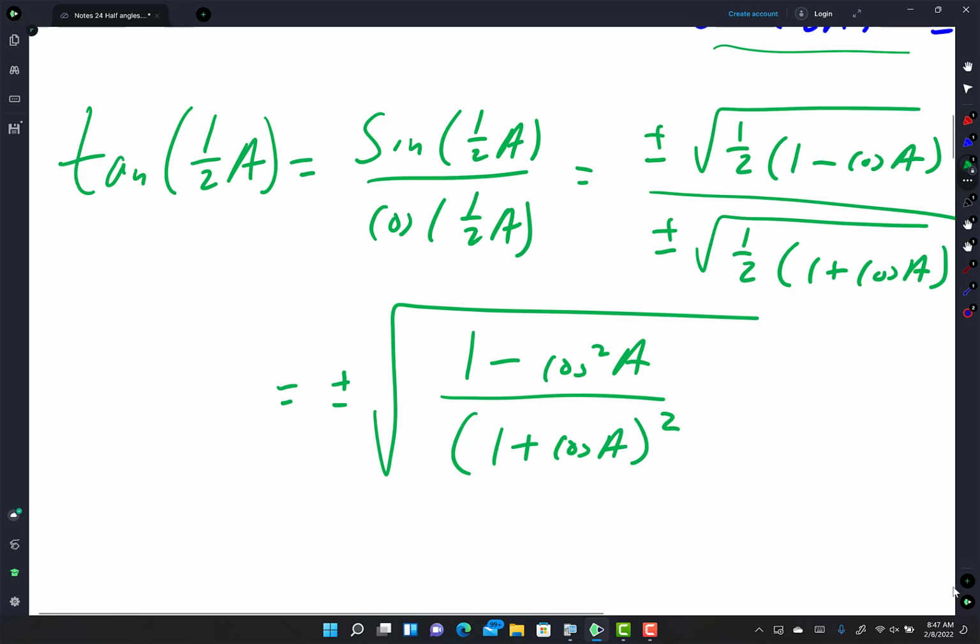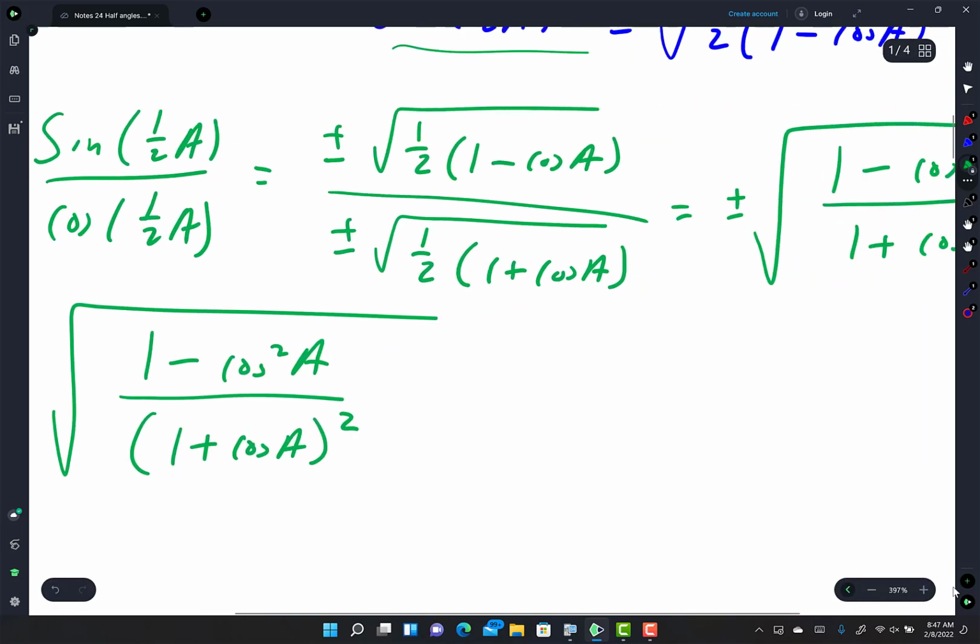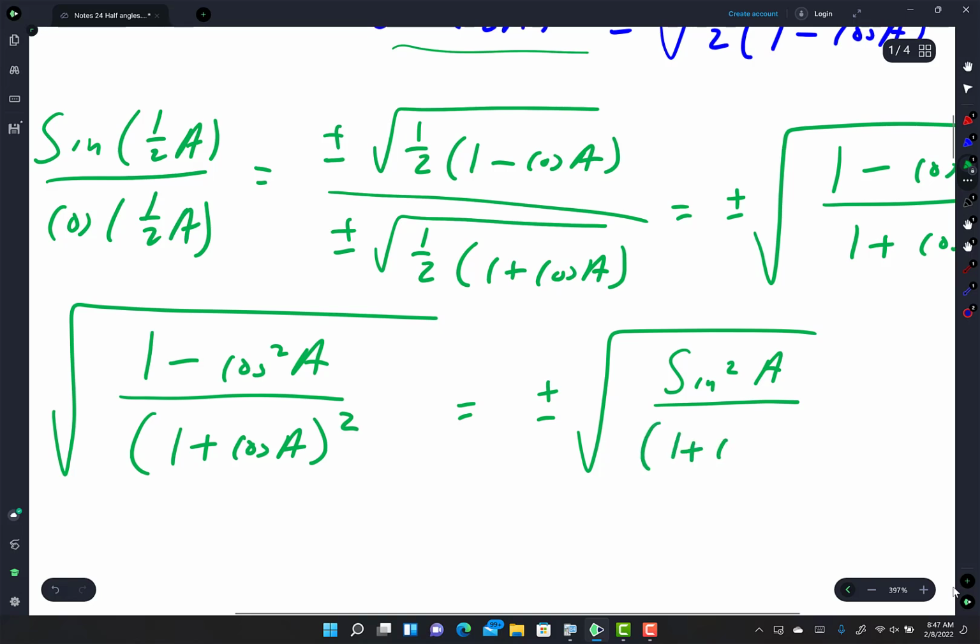And hopefully we remember, 1 minus cosine squared A is something. Do you remember what that something is? Yeah, what is it? Sine squared. So I'm going to write plus minus square root sine squared A over parenthesis 1 plus cosine A, close it, squared.